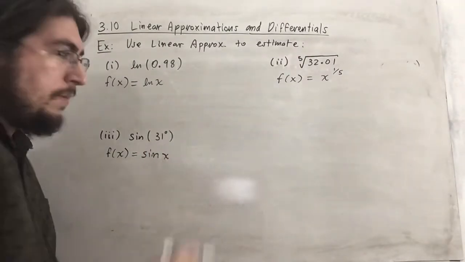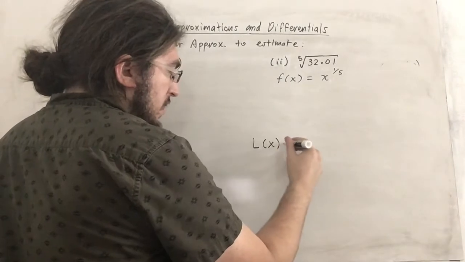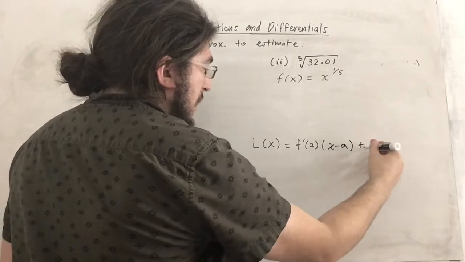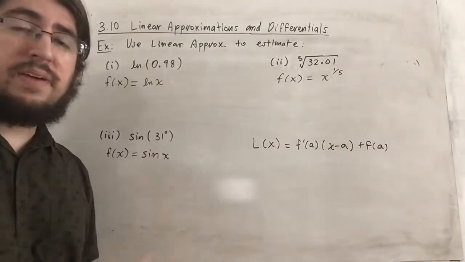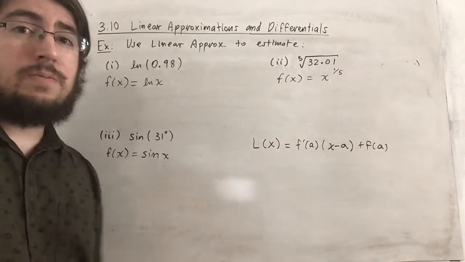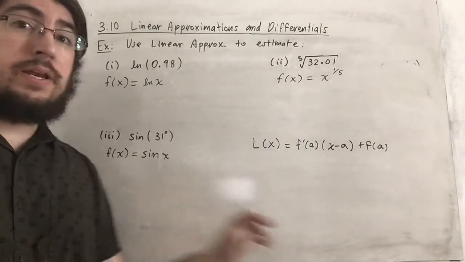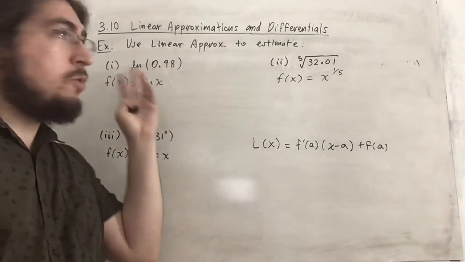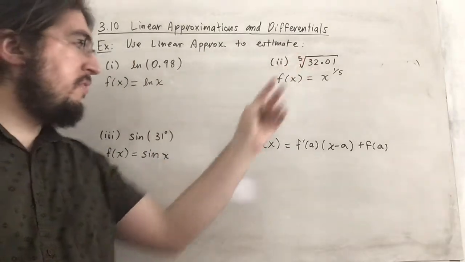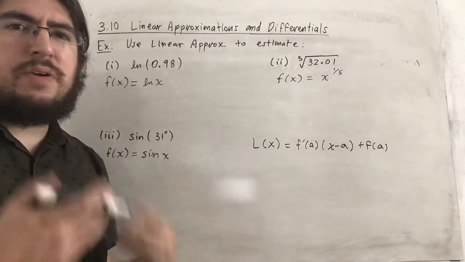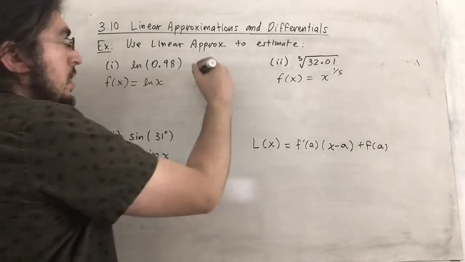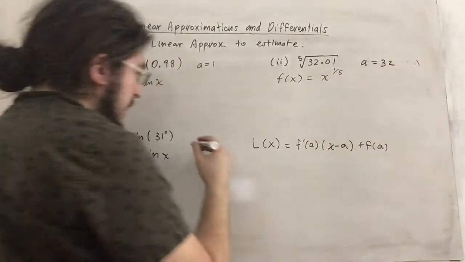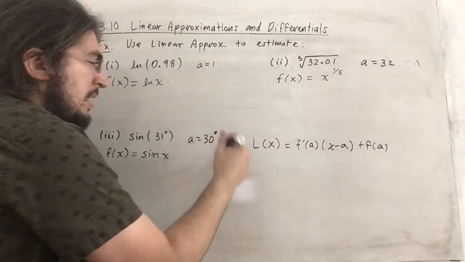Okay, now the next thing, let me write our linearization function, L of x, right here. Remember, it's f prime of a, x minus a, plus f of a, meaning we need f, we already have f, but we also need a, which is a number close to x, that we know f of. So pick a number close to this number that you actually know ln, fifth root, and sine of. And it should be fairly obvious what they are. In this case, it's 1. So I'm going to write a is equal to 1 in this case. Here a is going to be 32, and here a is going to be 30 degrees.